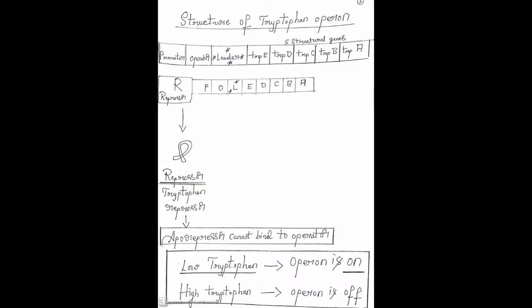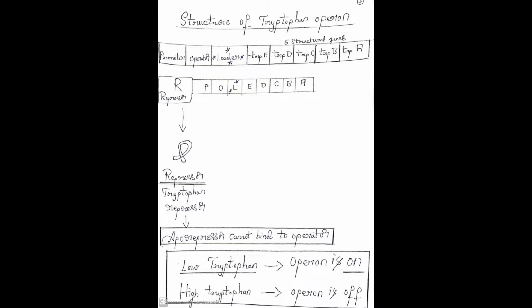But if you observe the diagram, there is one more sequence called the leader sequence. This plays a major role in the tryptophan operon concept. So the structure of the tryptophan operon includes 5 structural genes, leader sequence, operator, promoter. And one more additional thing is the repressor. The repressor gene codes for the repressor protein. It is also called the tryptophan repressor.